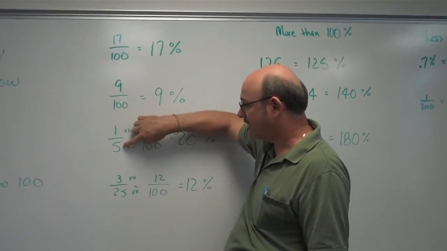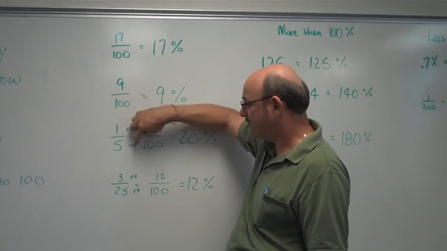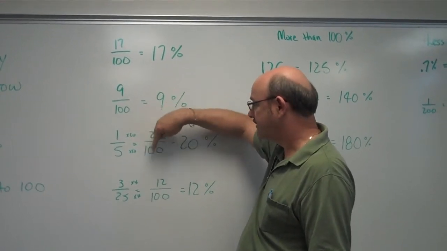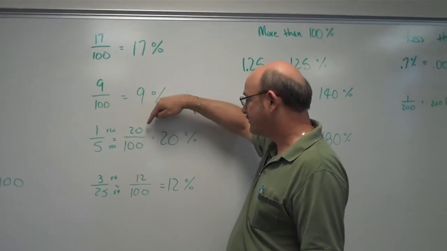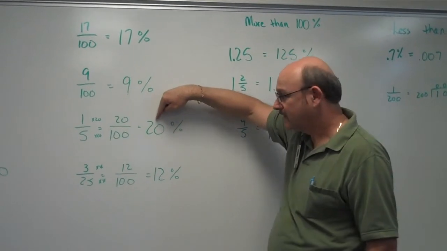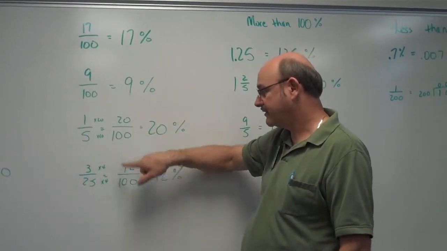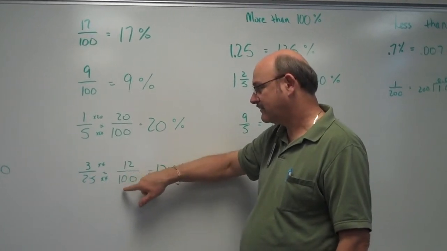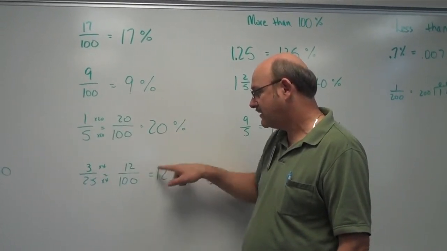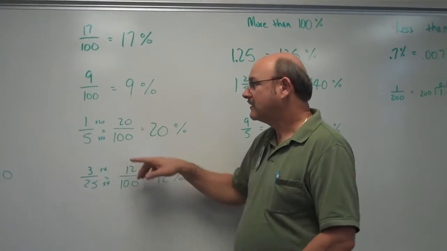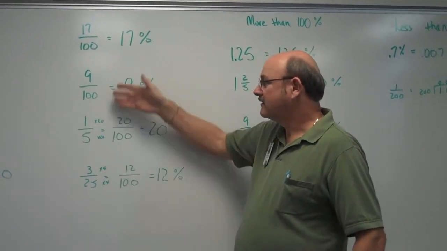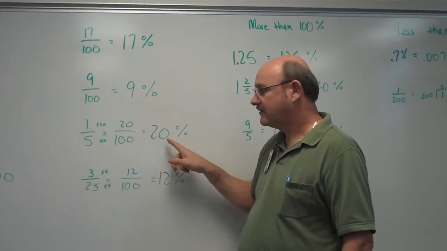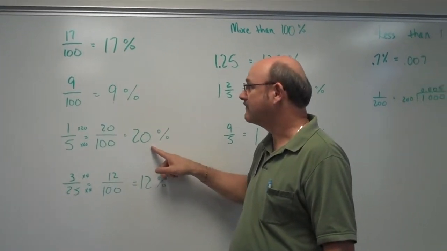So we have 1/5. Well, if we can make our bottom number 100 by multiplying by 20, we multiply the top by 20 and get 20 hundredths. So 1/5 is 20 hundredths, 20%. As long as we can compare it to 100. 3/25, make our bottom number 100 times 4, times 4 is 12 hundredths, 12%. So when we are doing our fractions, our ratios, we can get them to compare to 100. We can figure out our percentage from there.